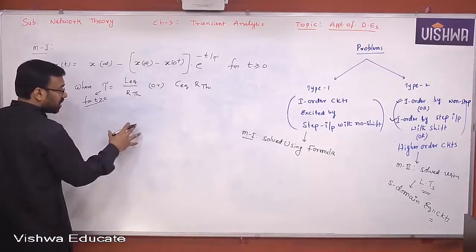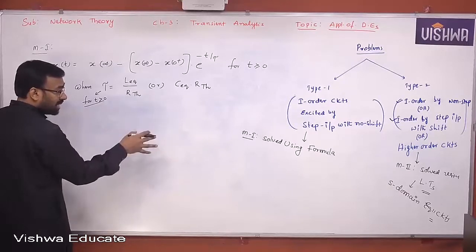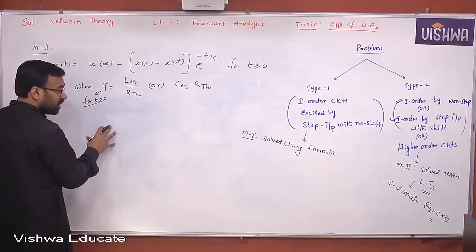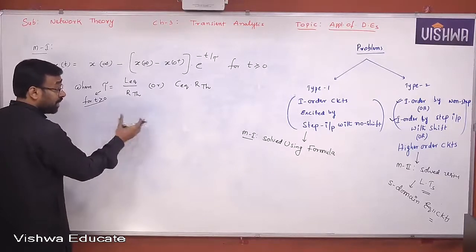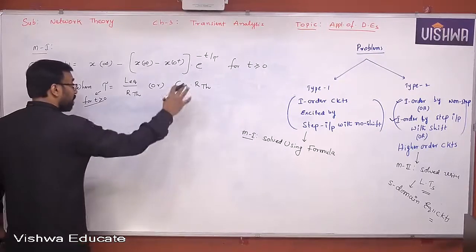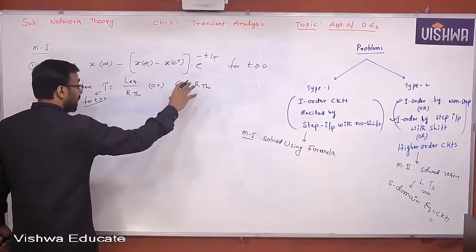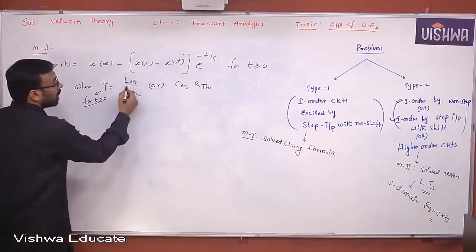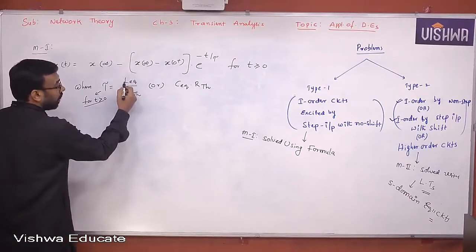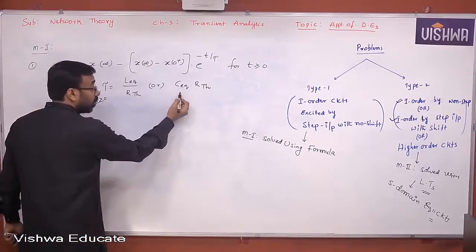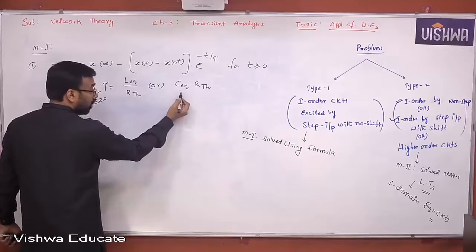See, what is the first order circuit? Either it is RL circuit or RC circuit. RL circuit means it may have any number of resistors and it may have any number of inductors also. RC circuit means it may have any number of resistors and any number of capacitors. When you have more than one inductor, you are supposed to calculate L equivalent. When you have more than one capacitor, you are supposed to calculate C equivalent. Yes or no, all of you, okay?